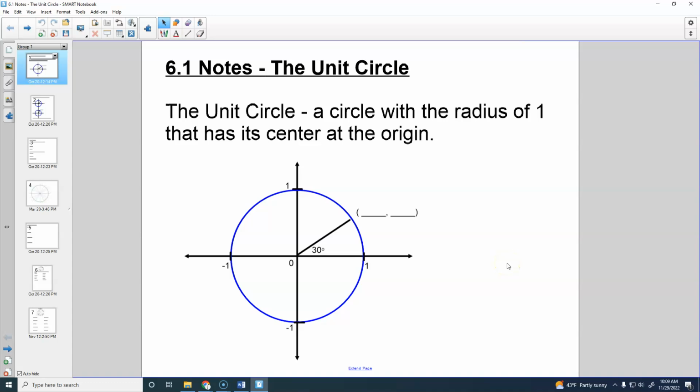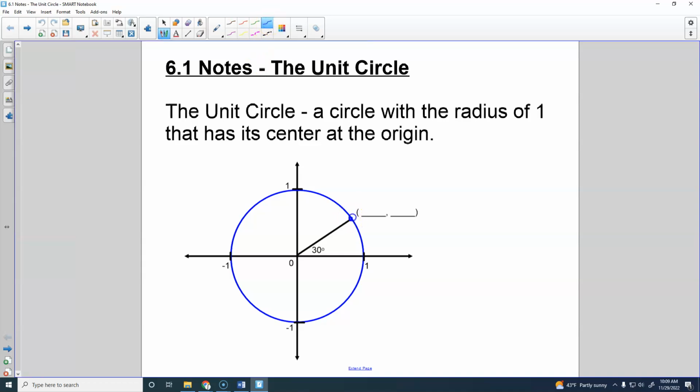So, what we're interested in finding for our 30-degree angle here are the coordinates, our x and our y coordinates of this end point on the circle. Okay? So whenever we look at this, I could make a right triangle out of this. I'm going to use a different color here and draw this vertical piece right here. And that would make a right angle right there.